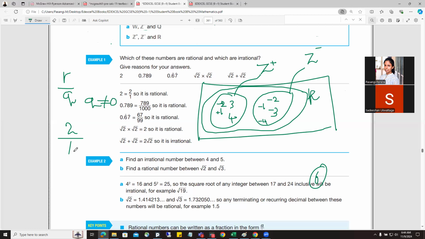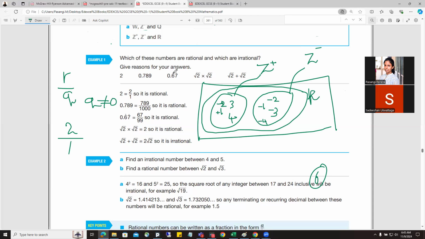The third one, point 67. It is recurring only. Yes, recurring. So there we put 99, because it's a recurring number and I don't know how long it goes. So 67 over 99. It's also a recurring number, so it's also a rational number. Okay, and the fourth one.